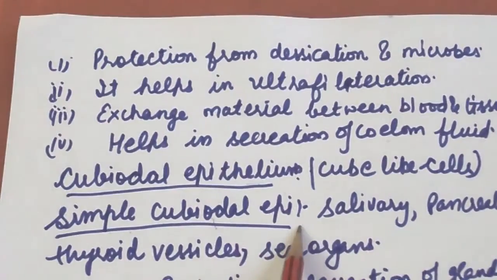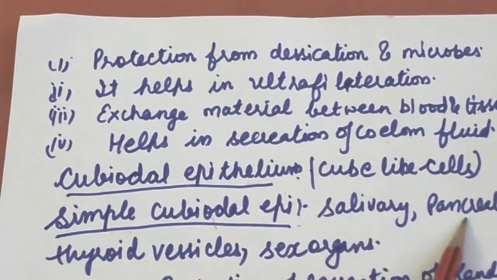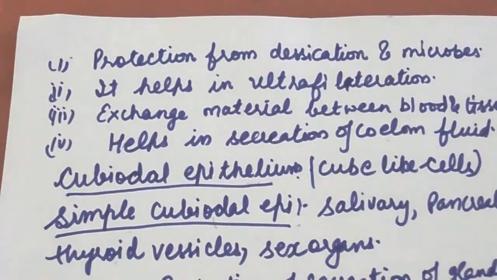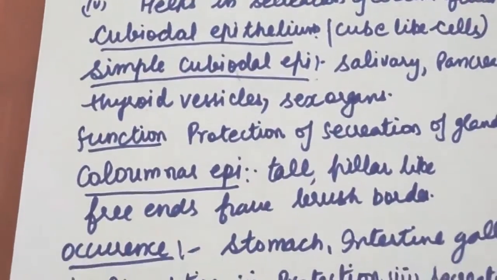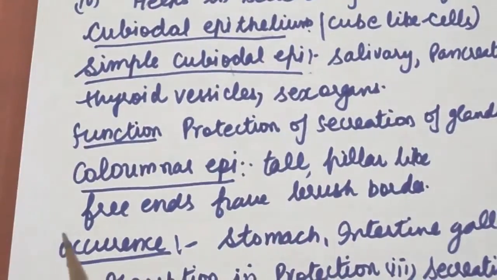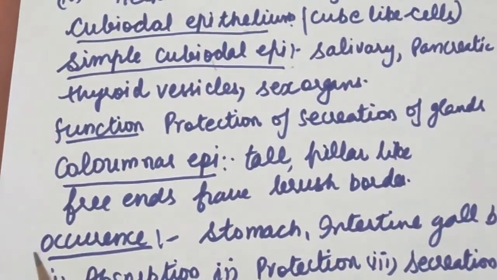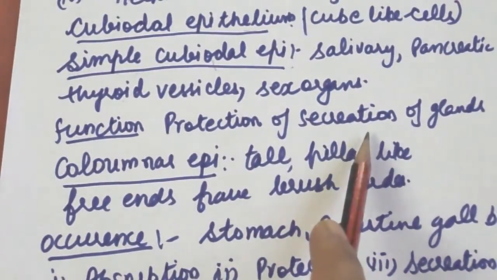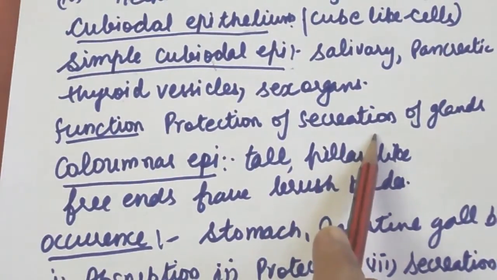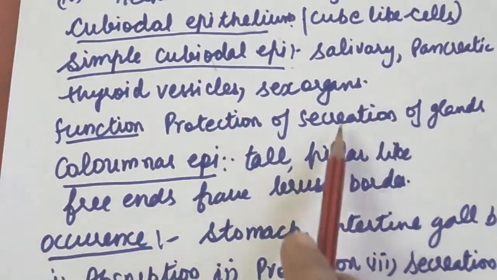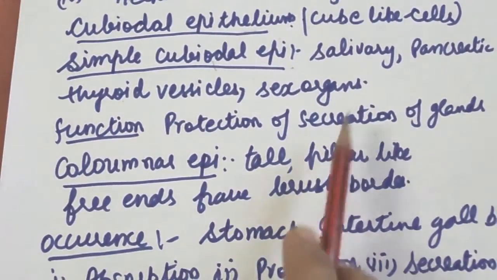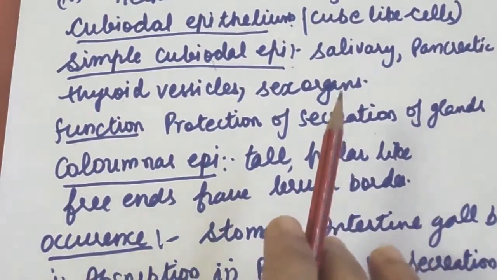Simple cuboidal epithelium is located in the thyroid vesicles, salivary glands, pancreatic glands, and sex organs. And what is the function of simple cuboidal epithelium? It helps in protection. Mainly where does it protect? It helps in the protection of secretion of glands, hormones, absorption, secretion, and gamete formation.